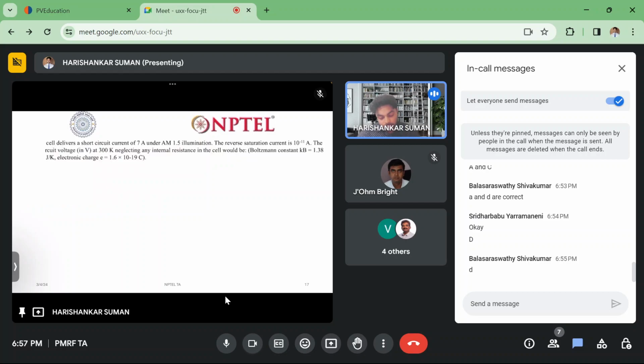Okay, next question. Yes, please. This is the numerical question. These are four options. A solar cell delivers a short circuit current Jsc equal to 7 ampere under AM 1.5 illumination. The reverse saturation current J naught is 10 to the power minus 11 ampere. We have to find the open circuit voltage VOC. Neglect any internal resistance of the cell.